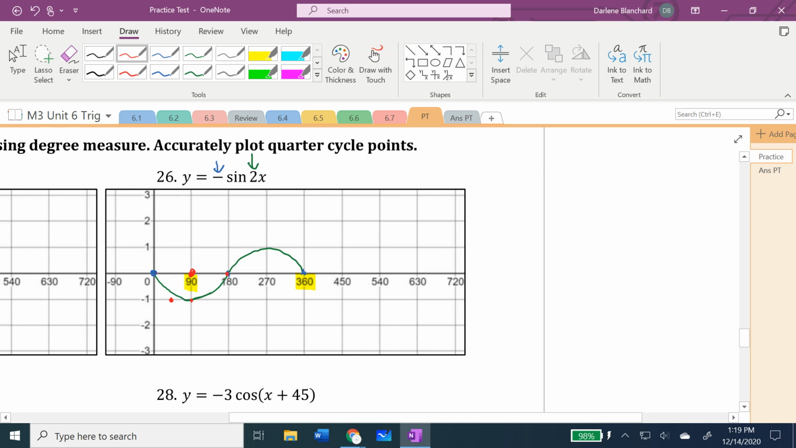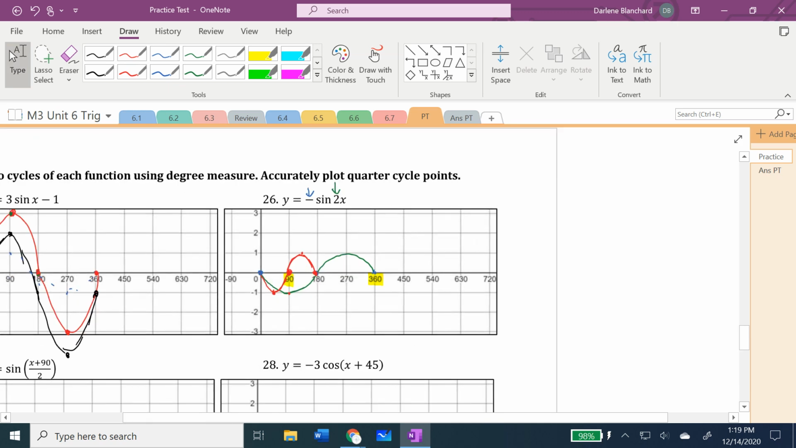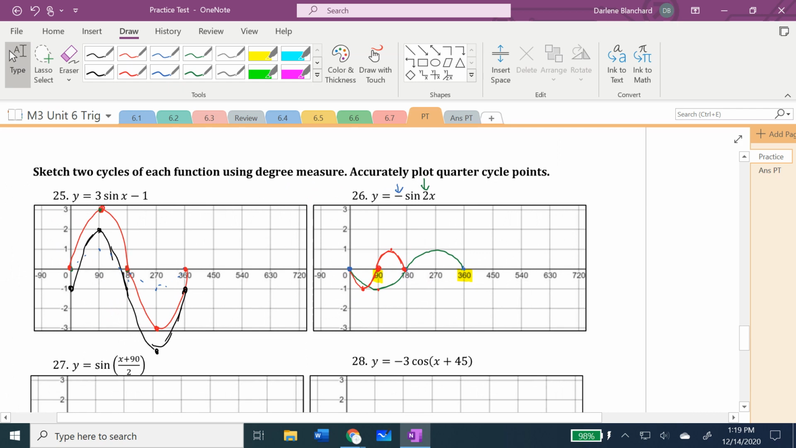So you can basically see it's got to go to its low point halfway between 0 and 90, its high point between 90 and 180, and you have a full cycle of that graph. And this asked for 2 cycles, so that was 1, and here comes the second one.